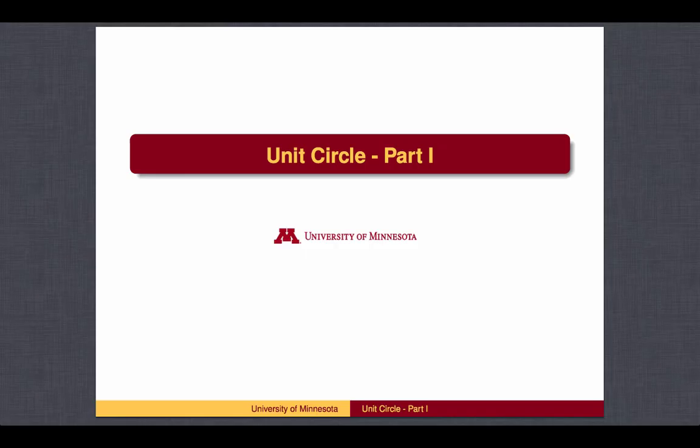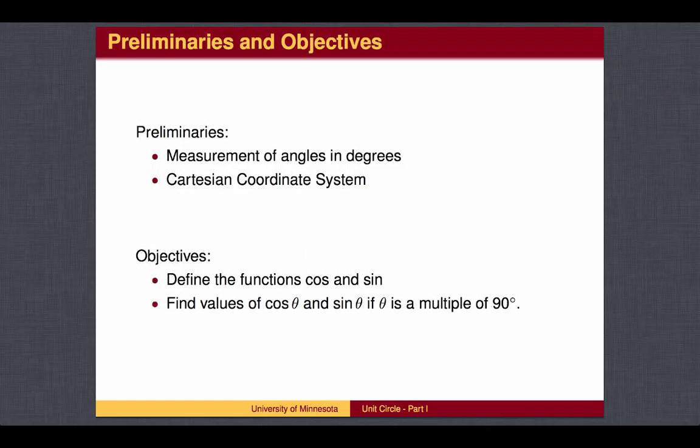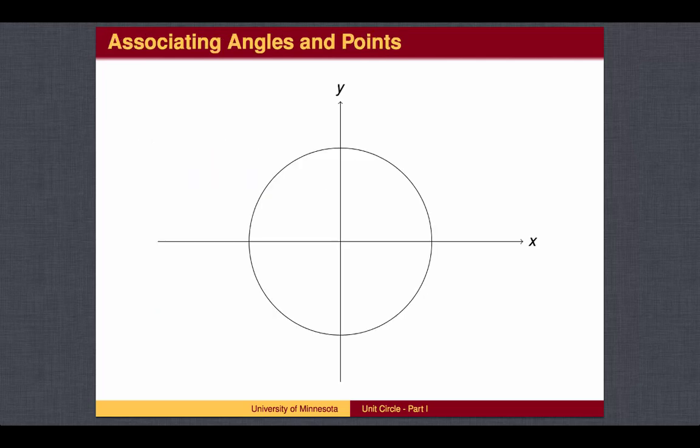The unit circle, part 1. You should be familiar with the measurement of angles and the Cartesian coordinate system, including the naming of the four quadrants. In this lesson, we'll give a trigonometric definition of the functions sine and cosine and find some values of these functions. You may be familiar with the geometric definition of sine and cosine, but the intent of this lecture is to give an alternate definition called the trigonometric definition.